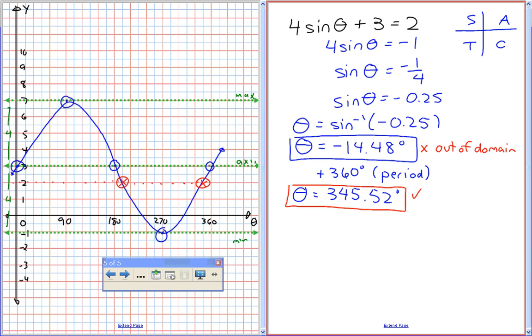Yes. So then what you're going to do is on the next graph, I'm going to do this on the separate page here. I'm going to say then the other answer is for theta equals 180 minus -14.48. And again, the reason why I do that is because we're using sine. Okay, 180 minus that should give you 194.48. So that's a yes.